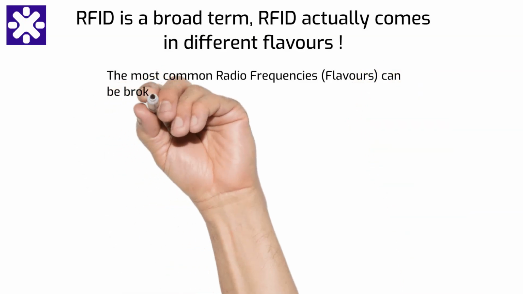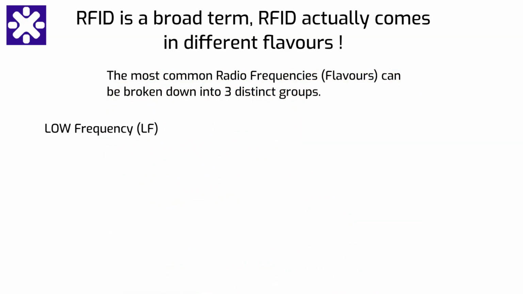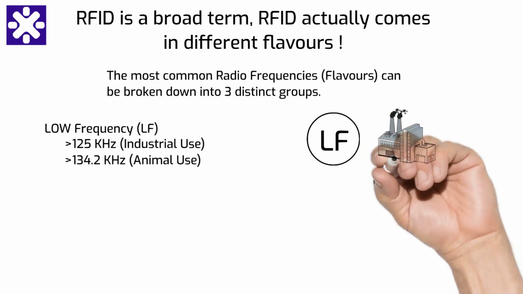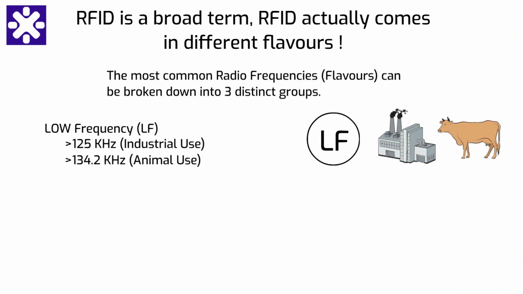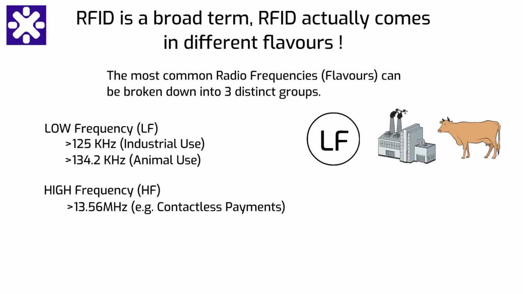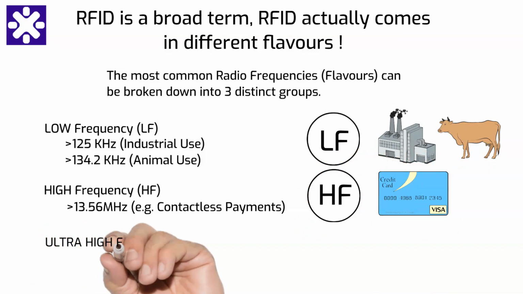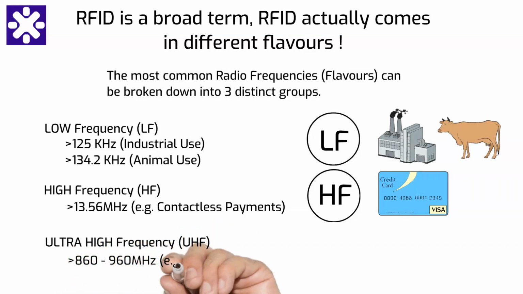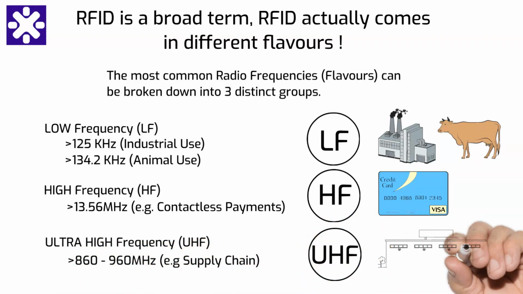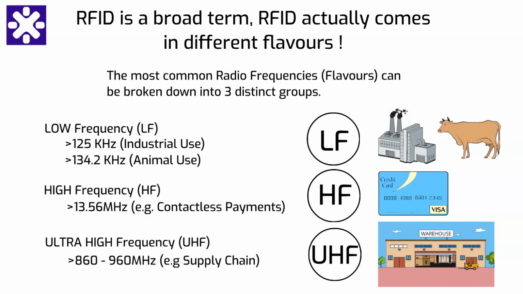RFID technology comes in different flavors. The most common of these flavors, or frequencies, that are in regular use are described as low frequency, LF, high frequency, HF, and ultra-high frequency, UHF. On screen now you can see these frequencies and the industries in which they are most widely adopted.